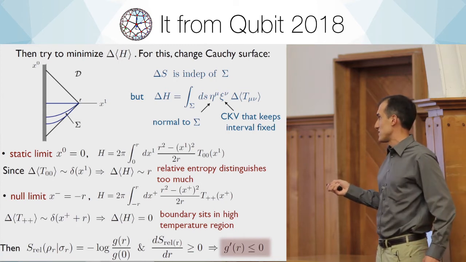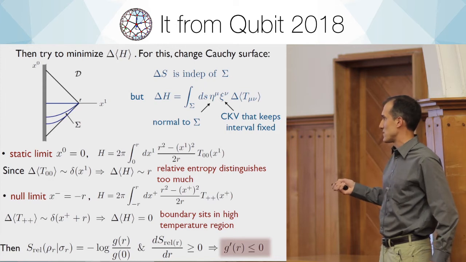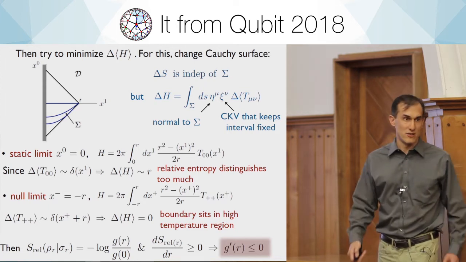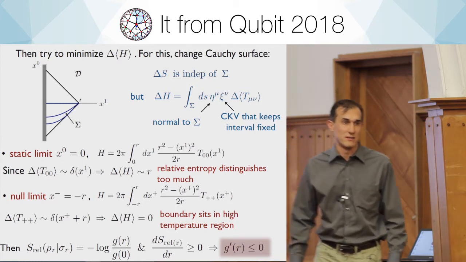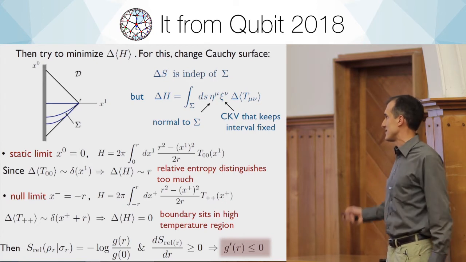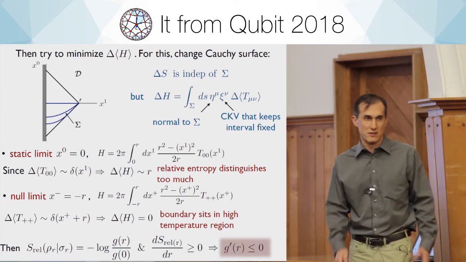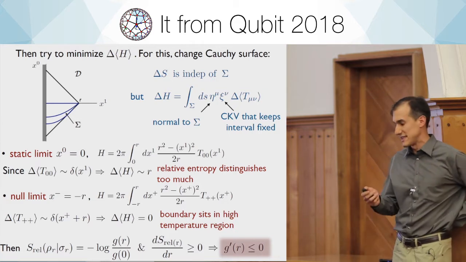So if you plug that delta function into this expression, you see that basically it gives an expression that goes like linear in R. So the Hamiltonian is growing with R, while the entropy has this subleading constant part. So this is extensive behavior. And essentially what it's telling us is that the relative entropy is distinguishing the two states too much, and then it's not useful to derive monotonicity properties for delta S.